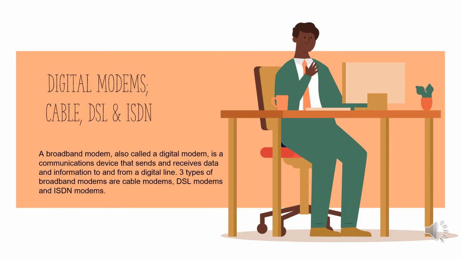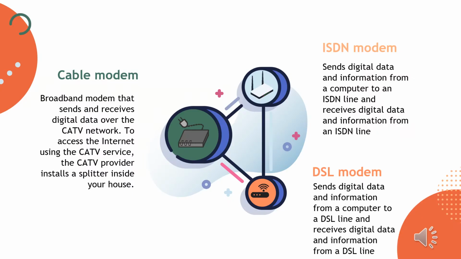Next is digital modems. A broadband modem, also called a digital modem, is a communications device that sends and receives data and information to and from a digital line. Three types of broadband modems are cable modems, DSL modems, and ISDN modems. First is the cable modem. A cable modem is a broadband modem that sends and receives digital data over the CATV network.